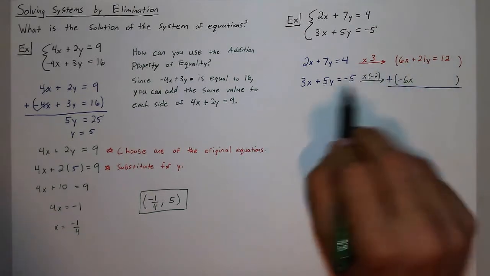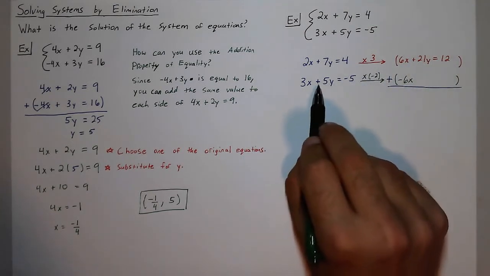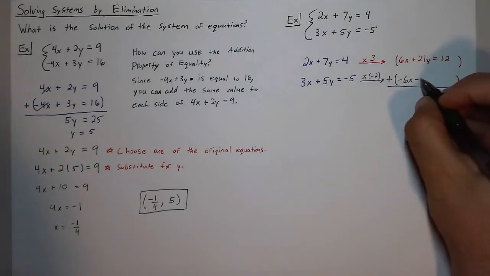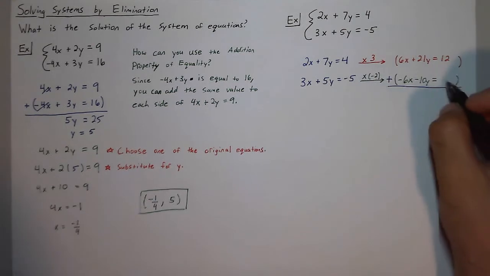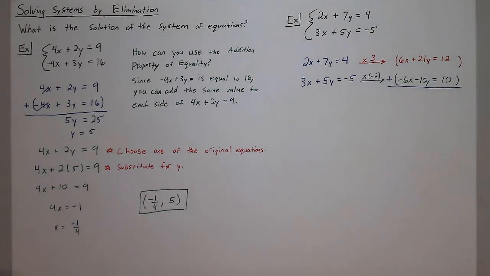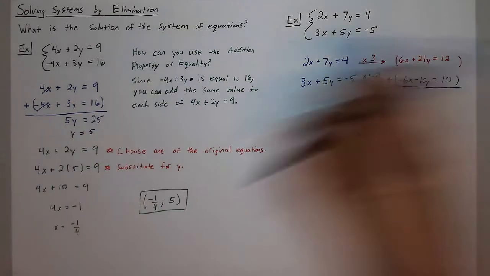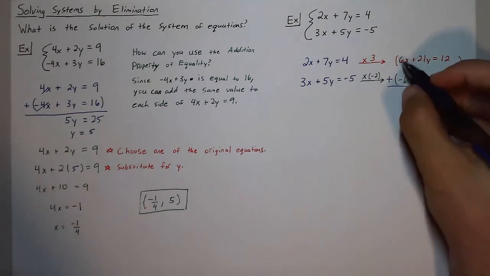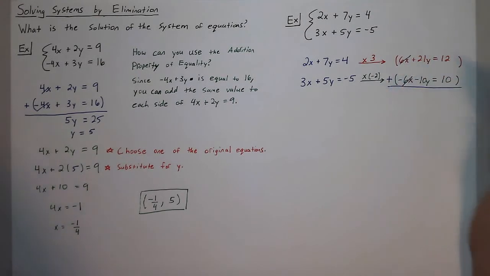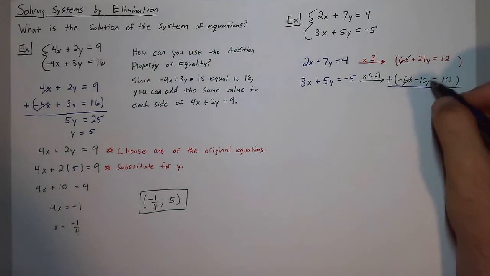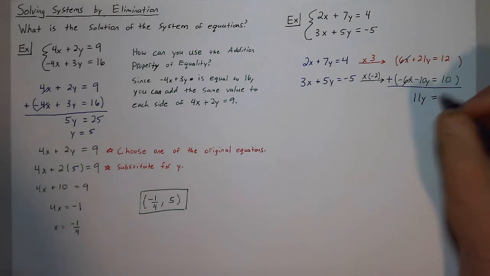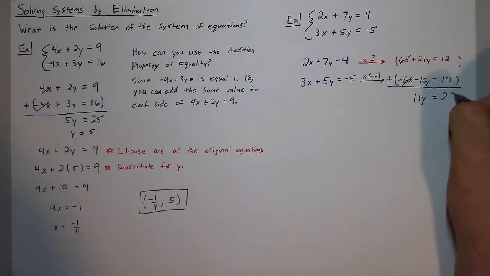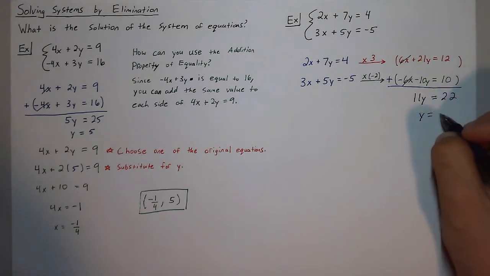But I will continue to multiply by negative 2, so negative 2 times 5y is negative 10y. Now it'll be equal to negative 2 times 5, which is 10. Now I will add these equations straight down. So the 6x plus negative 6x cancels. 21y plus negative 10y is 11y. And 12 plus 10 is 22. When I divide by 11, I get 2.